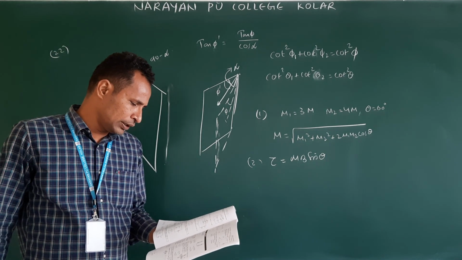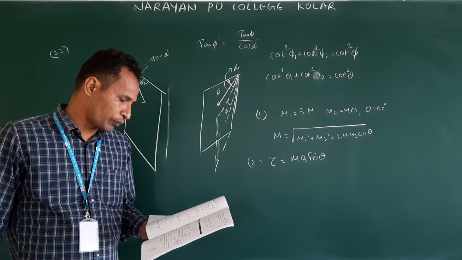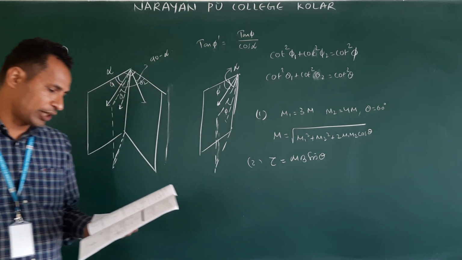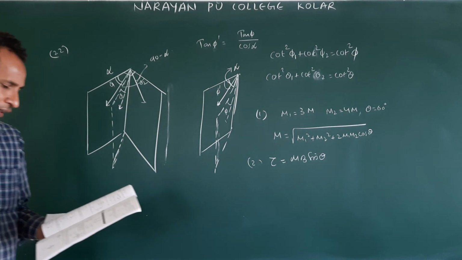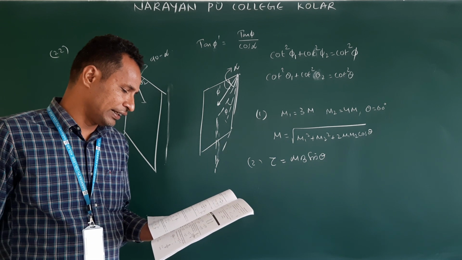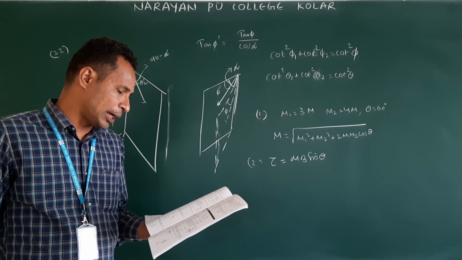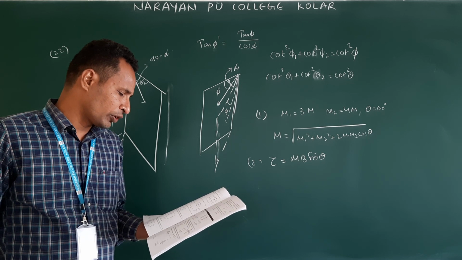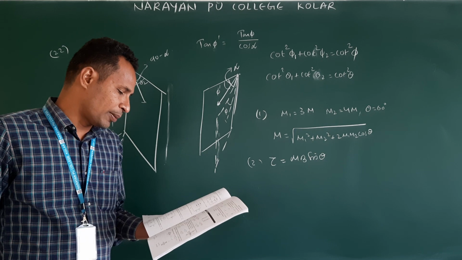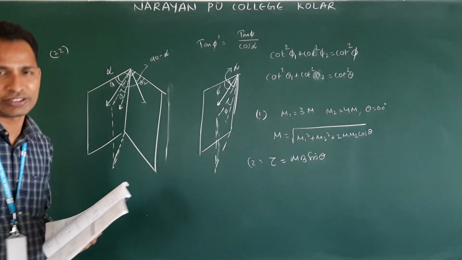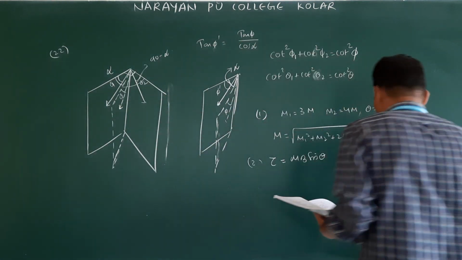Next, the fourth one. A magnetic dipole is acted upon by two magnetic fields which are inclined to each other at an angle of 90 degree. One of the fields has magnitude 3 Tesla and the dipole attains stable equilibrium at an angle of 60 degree with this field. The magnitude of the other field is? Very interesting question, a new model question. We will see this now.